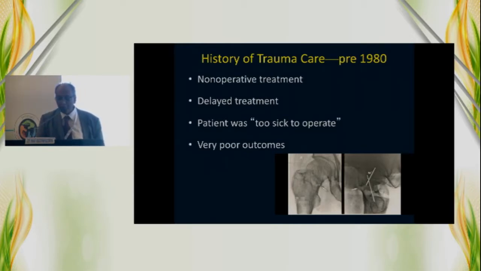Okay, so now we come to what has been happening with trauma care in terms of the history, and if we look back to before the 80s, none of these severely injured patients got operated on early. They remained in the wards, they were on traction. Patients were thought to be too sick to be operated on, and obviously the outcomes were poor.